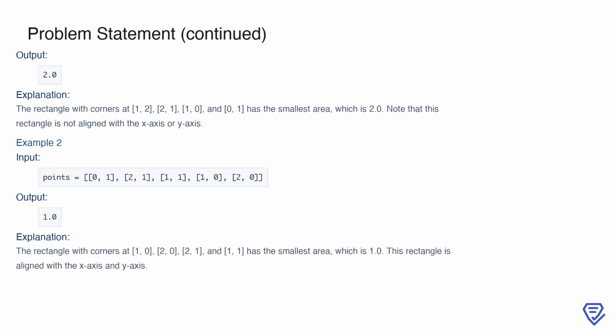Another example is when the input is (0,1), (2,1), (1,1), (1,0), (2,0). Here, the output is 1.0 because the rectangle formed by (1,0), (2,0), (2,1), and (1,1) has an area of 1.0. This rectangle, unlike the previous one, is aligned with the x-axis and y-axis, making it axis-aligned.